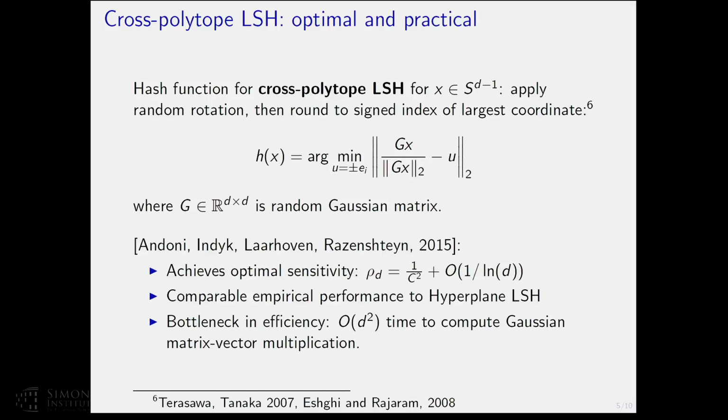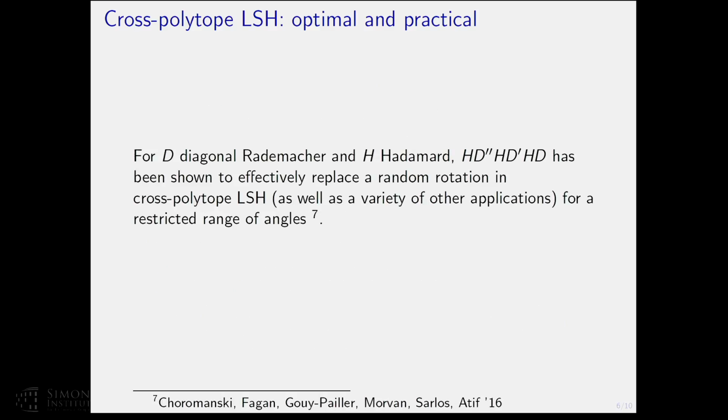What's the deal? The sensitivity factor is converging to this 1 over c squared at the correct rate. It has comparable empirical performance to hyperplane LSH. The bottleneck is really the pre-processing time to hash, because this dense Gaussian rotation matrix takes O of d squared time. That's really what we're trying to improve. So what's the idea?